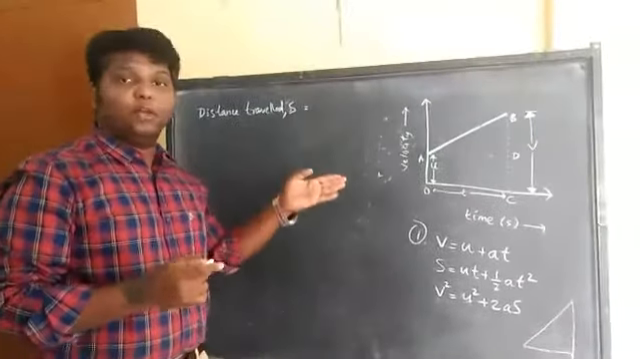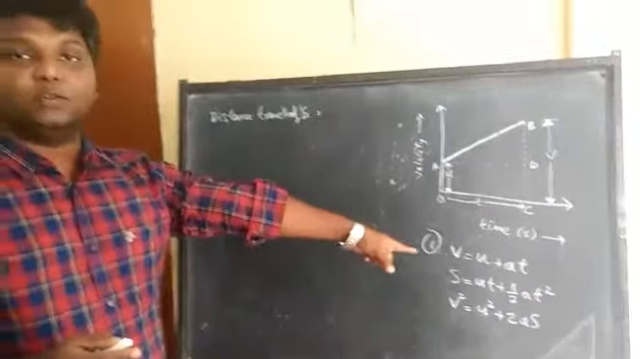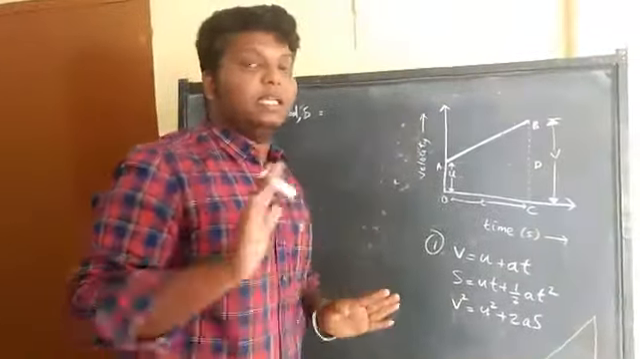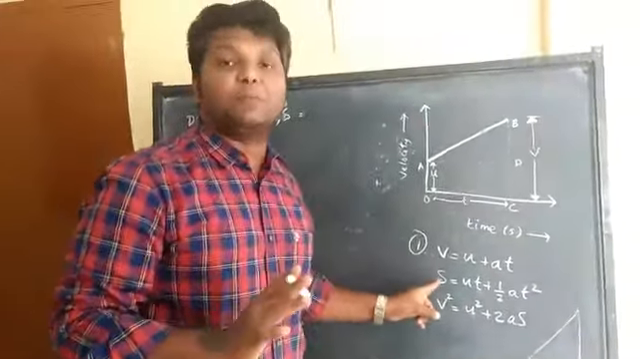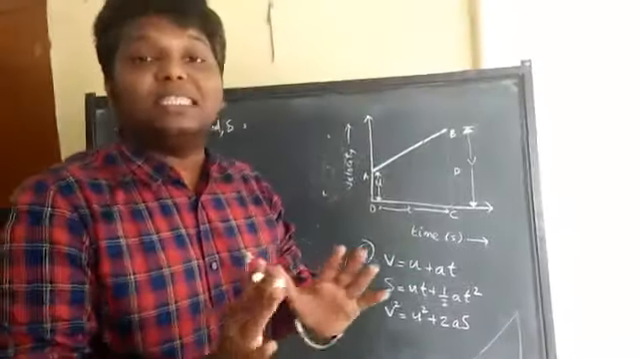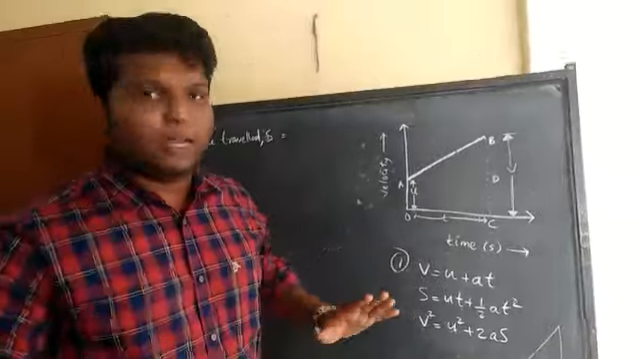So right now we have proved the first derivation, V is equal to U plus AT. Coming to the second derivation, same figure, same thing. Here you have to find the total displacement. Displacement happens from A to B, how much distance it traveled? What is the total displacement?